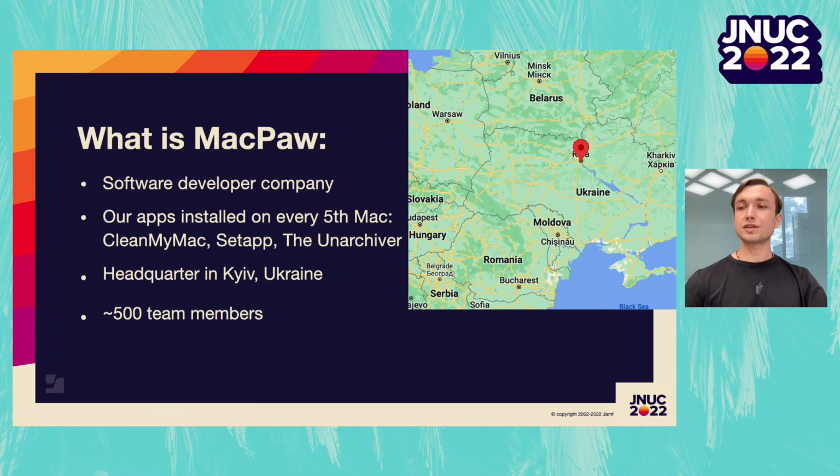You may be thinking, what is MacPaw? MacPaw is a Ukrainian company with headquarters in Kyiv. We develop apps that make your Mac life simpler. We do complex things in one click and solve 10 tasks with one tool. Because simple is the best. Our apps are installed on every 5th Mac in the world. You may have heard about CleanMyMac, Setapp, and The Unarchiver. Also, we have around 500 team members.